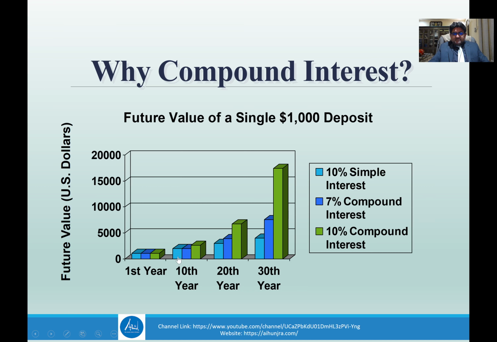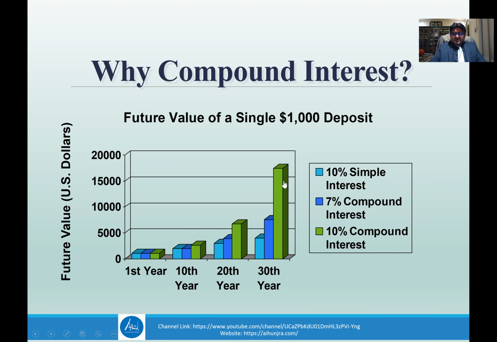After the 10th year, the simple rate is less, 7% is less, and if the interest is 10% higher, the more will be the compounding, the more will be the future value. After the 20th year, the simple is low, and 7% and 10% are both compounding. Obviously, it's understood the 10% compounding amount will be more in future.